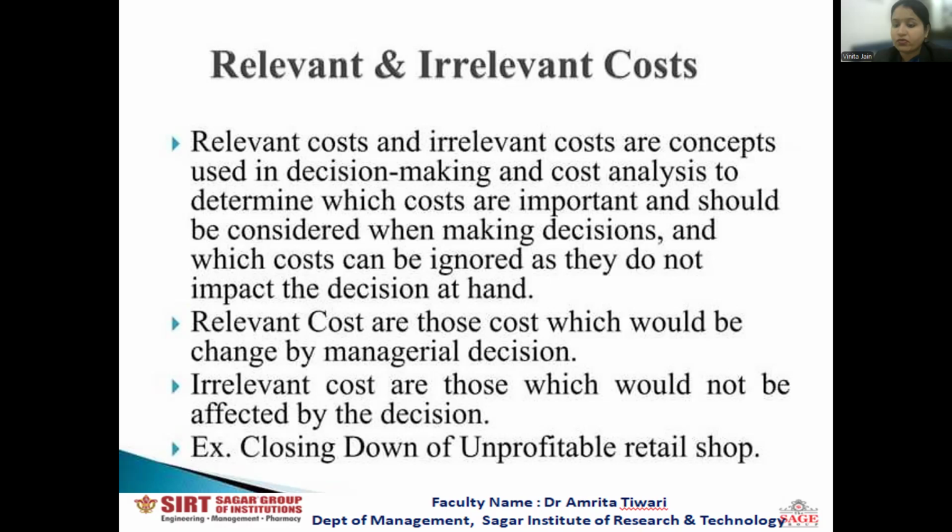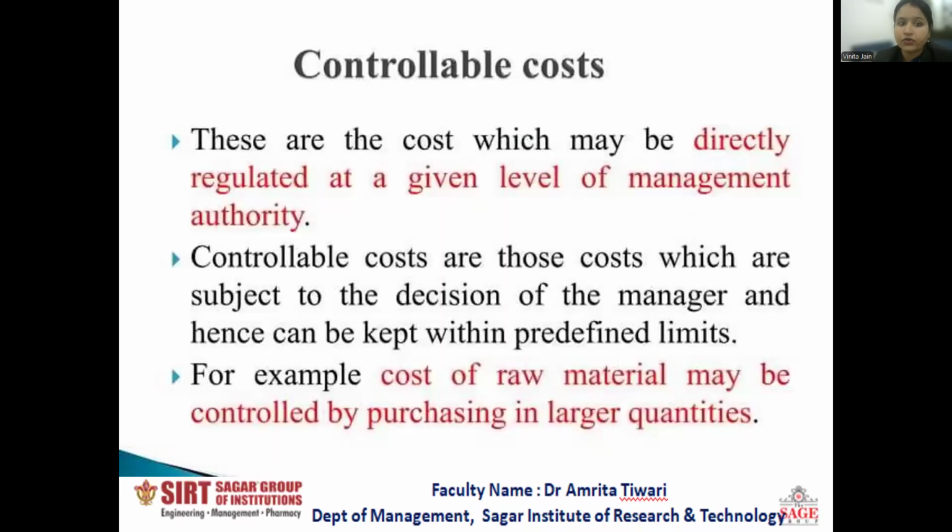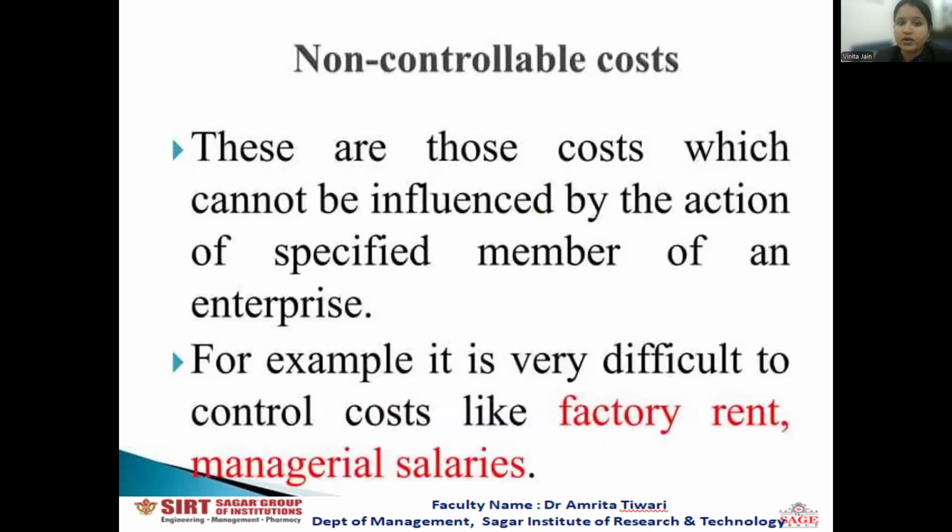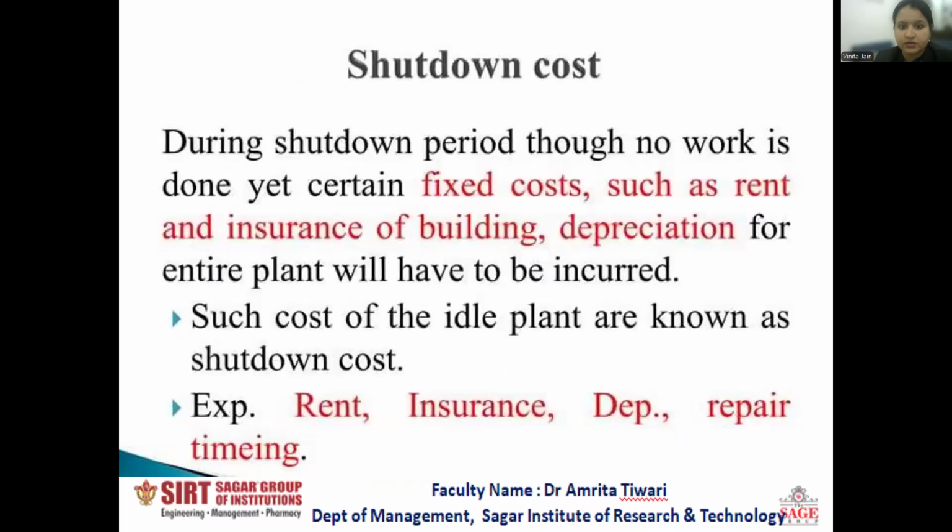Example, closing down an unprofitable retail shop. Controllable and uncontrollable costs. These are costs which may be directly regulated at a given level of management authority. Controllable costs are those subject to decisions by the manager, and hence can be kept within predefined limits. For example, the cost of raw material may be controlled by purchasing in large quantities. Non-controllable costs cannot be influenced by the action of specified members of the enterprise. For example, costs like factory rent and manager salaries are very difficult to control.